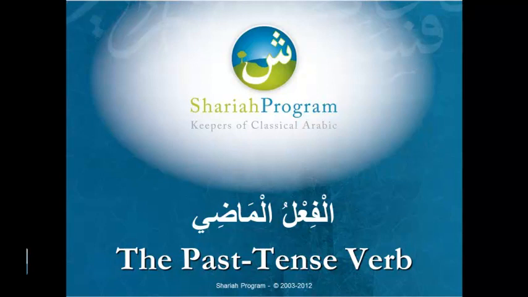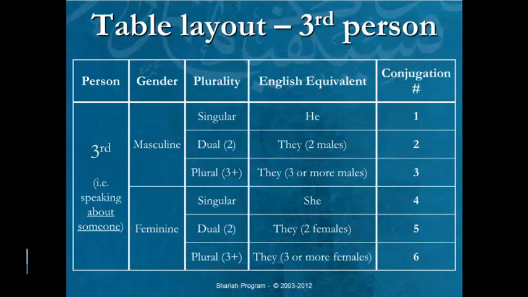Let's remind you of the table layout, the table of 14, and the factors that led to the 14 were number 1, the gender, number 2, the plurality, and number 3, the person. Person is when you're speaking about the doer of the verb, or you're speaking to the doer of the verb, or you yourself are the doer of the verb.